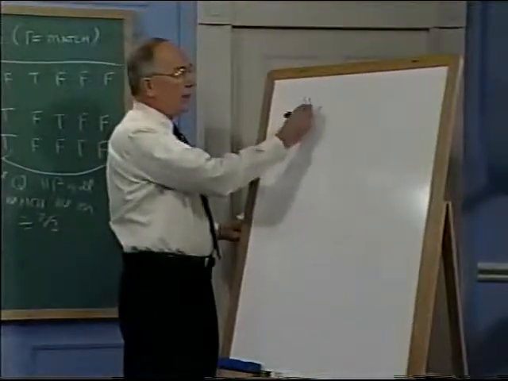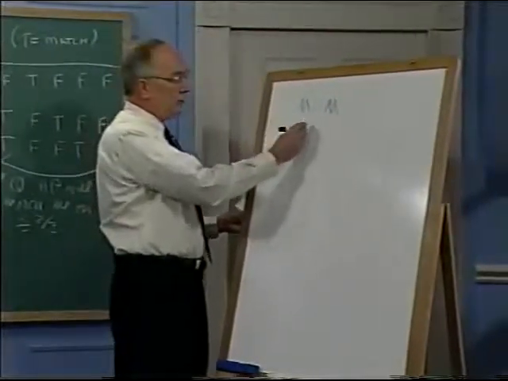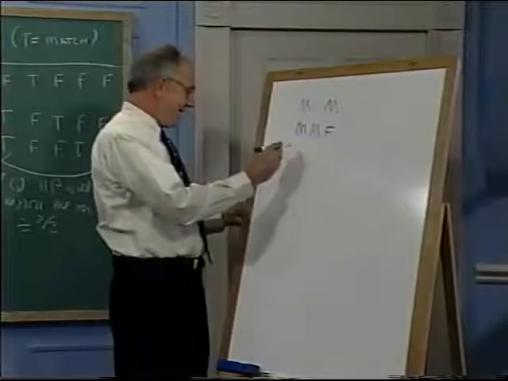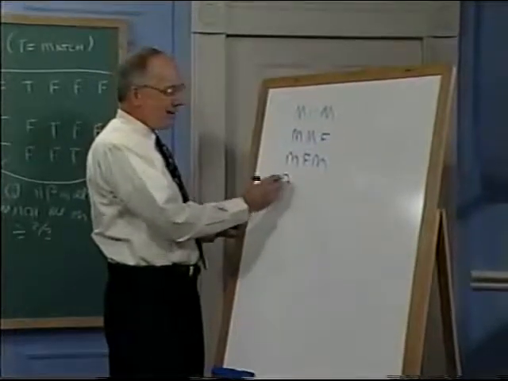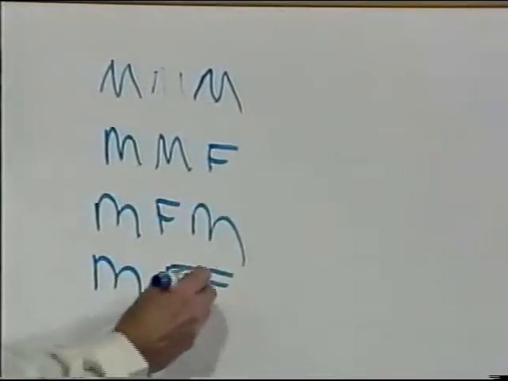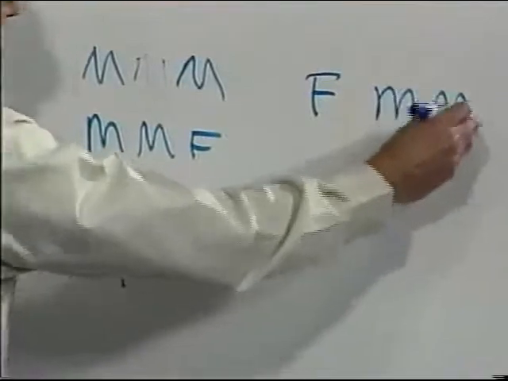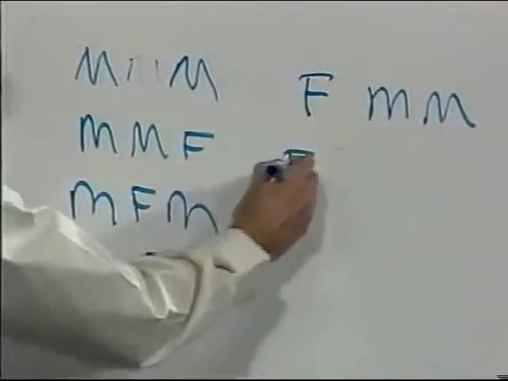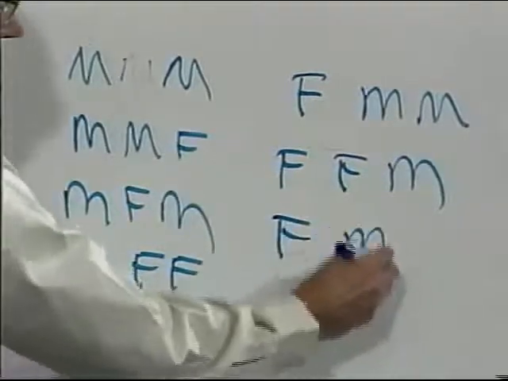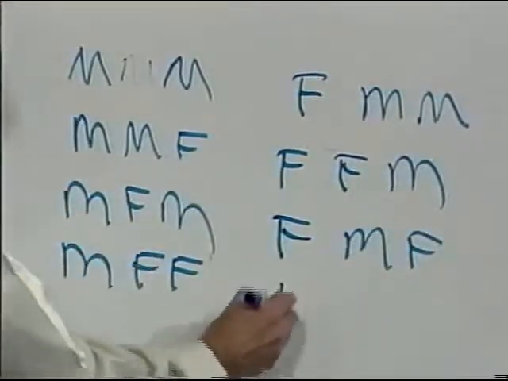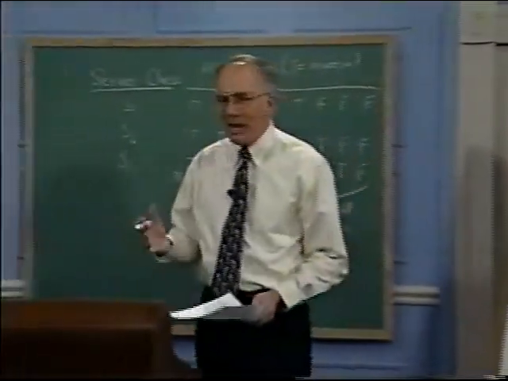I could have 3 males. I could have the first 2 male, second female. I could have male, female, male. I could have male, female, female. I could have female, male, male. I could have female, female, male. I could have female, male, female. And I could have 3 girls. Okay? I've listed all the possibilities.